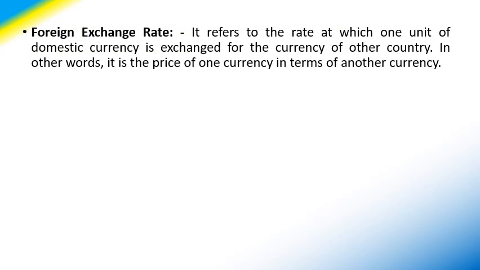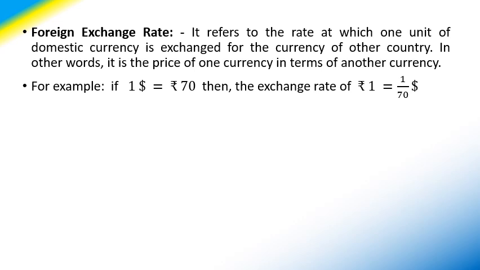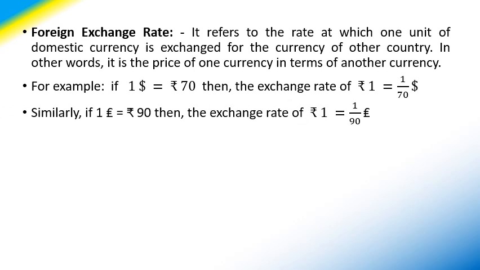Foreign exchange rate refers to the rate at which one unit of domestic currency is exchanged for the currency of other countries. In other words, it is the price of one country's currency in terms of another country's currency. For example, if $1 is equal to 70 rupees, then the exchange rate for 1 rupee will be 1 by 70 dollar, and similarly, if 1 pound is equal to 90 rupees, then the exchange rate for 1 rupee is equal to 1 by 90 pound.